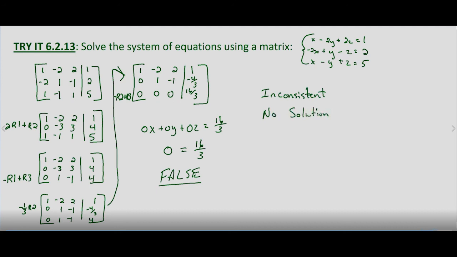So if you end up with a row of zeros and a constant, that means every time that the system is inconsistent and there is no solution.